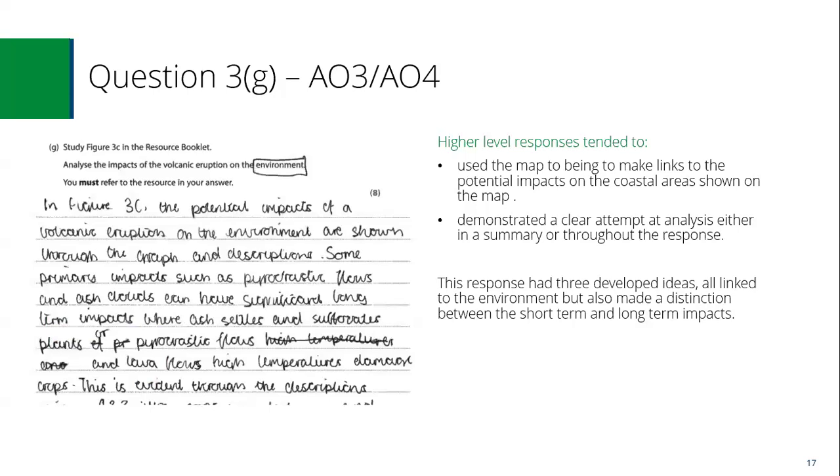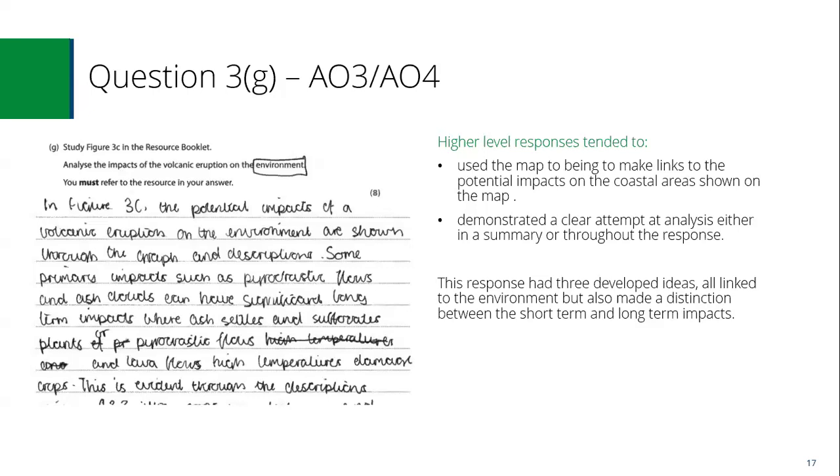In this sort of area here, this is the impacts of volcanic eruptions. In figure 3C, the potential impacts of volcanic eruptions are shown through the graph and descriptions. So it actually does quite well to start with. It demonstrates a clear attempt at analysing as well, which is good because the high-level responses will do that. This response here, which is fully developed on page 85 of the examiner's report, has 3 developed ideas. They're all linked to the environment, but also made a distinction between short and long-term impacts, showing a clear understanding, and therefore it managed to get top marks. It was a really good answer.